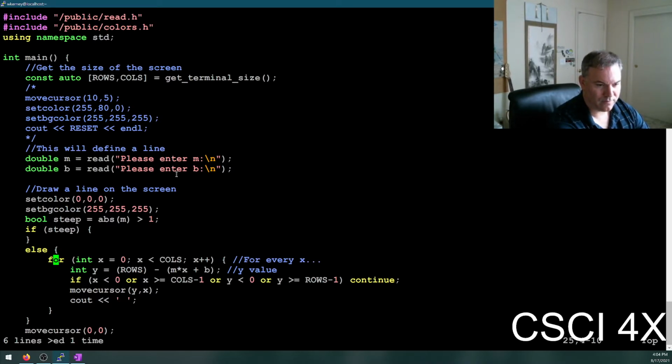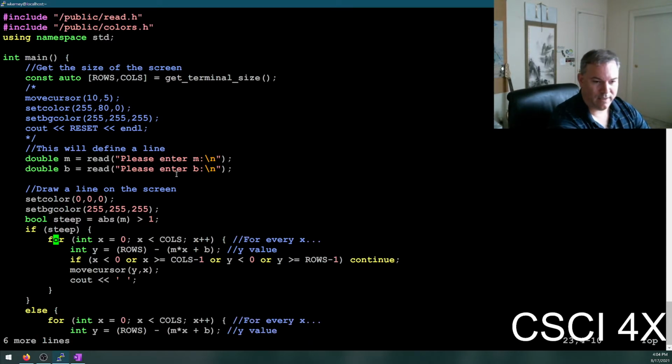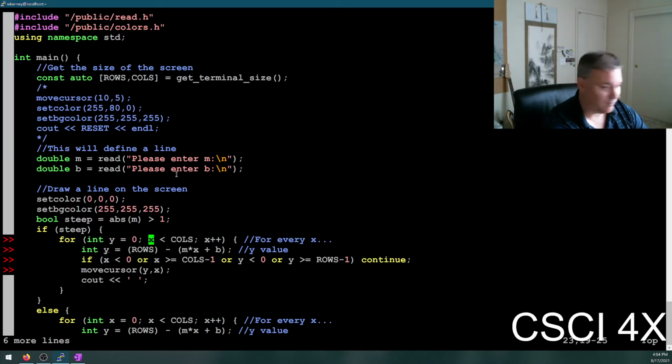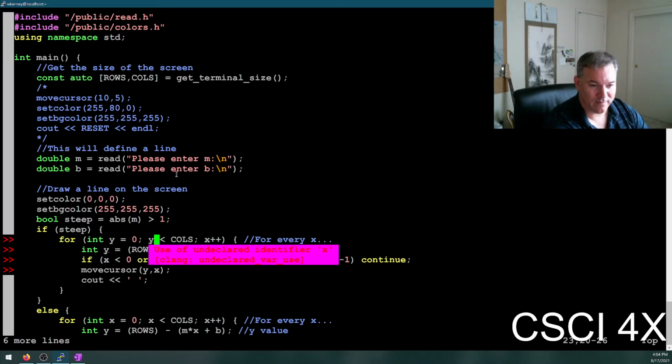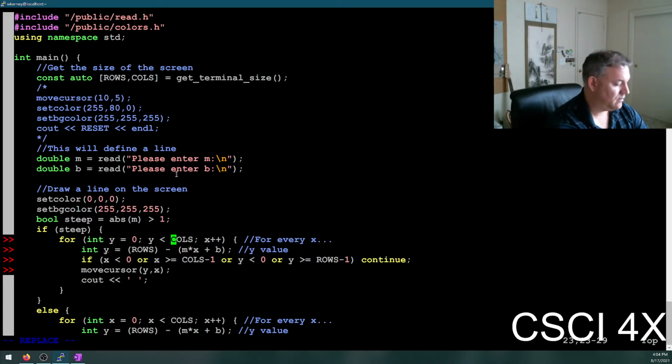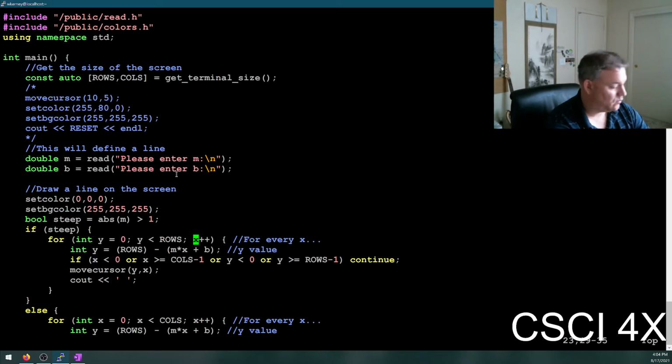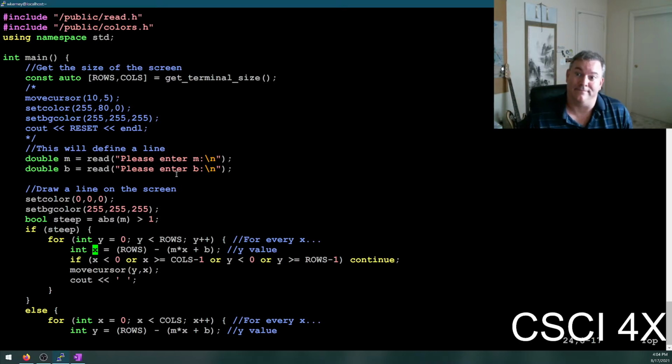And so what we're going to do is switch it around. So starting at y equals 0, y is less than rows, y plus plus. Now we need to figure out the x value. What is the x value?